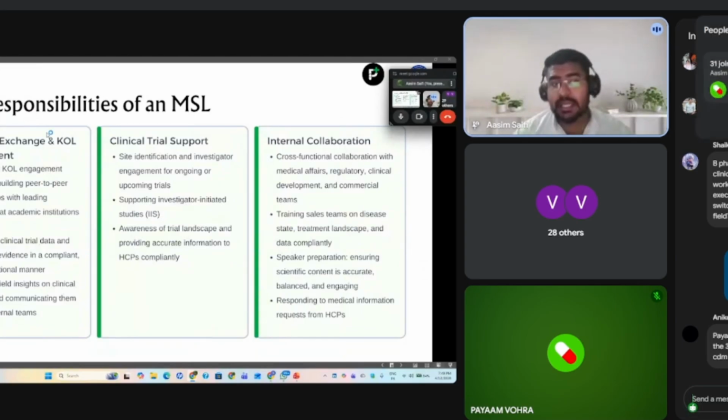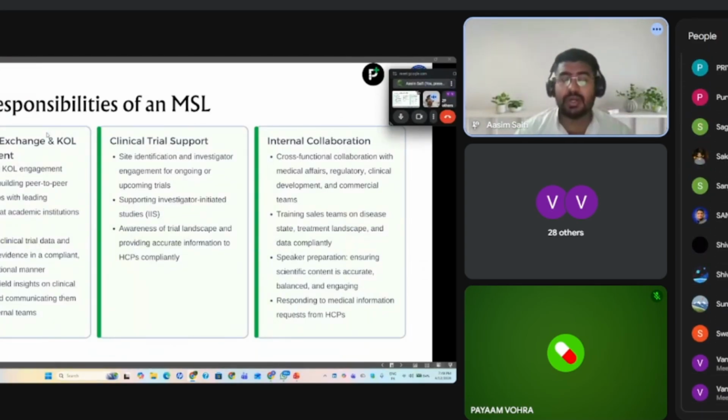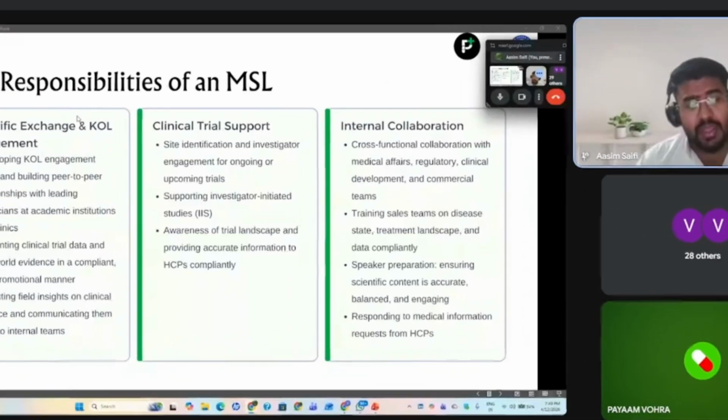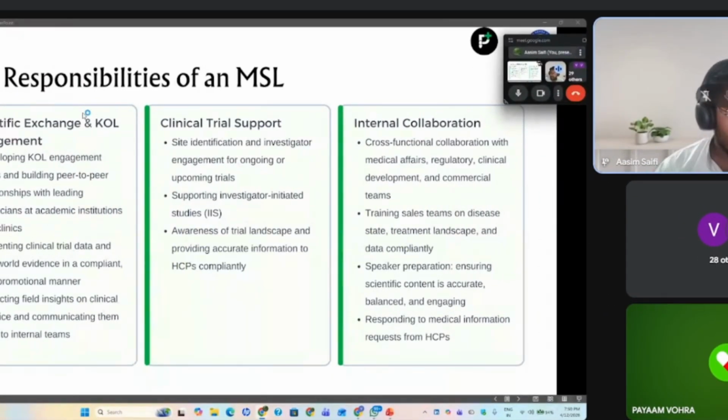So developing KOL engagement, I have told what a KOL is. A peer-to-peer relationship with the leading physicians and academic institutions. What is a peer-to-peer relationship? They will be in touch, with a visit weekly, bi-weekly or bi-monthly, and quarterly. So they are continuously in touch with them. They will present the clinical trial data and RWE in a compliant, non-promotional manner, because they will not promote the products.